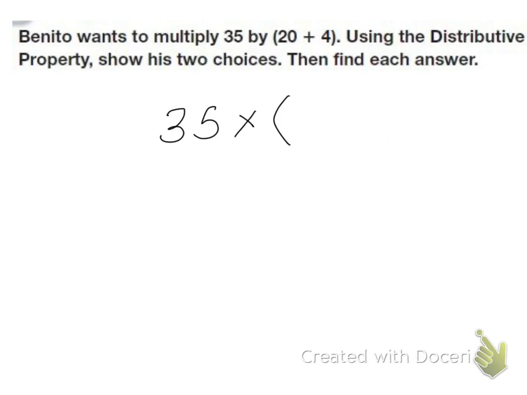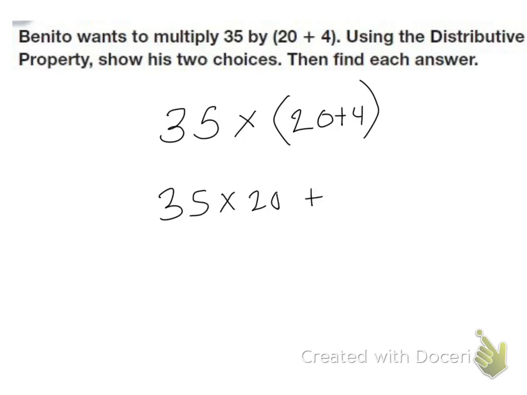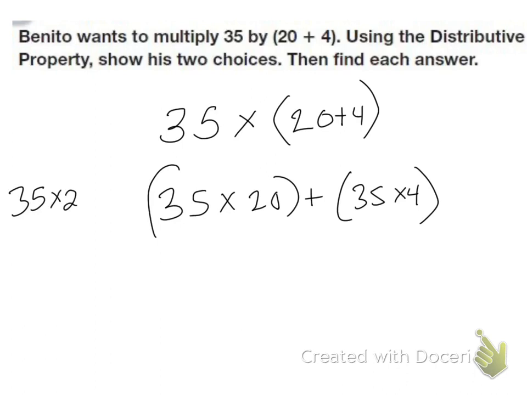So it's 35 times 20 plus 4. One way is I can find the sum first, which is 24, and then multiply 24 times 35. The other way I can do this is 35 times 20 plus 35 times 4. Okay, so these are the two ways he can do it. He can do that, or he can do 35 times 24. Okay, so let's go ahead and solve these problems.